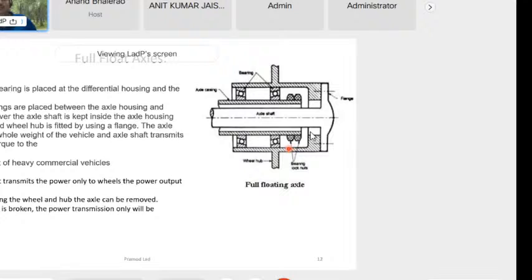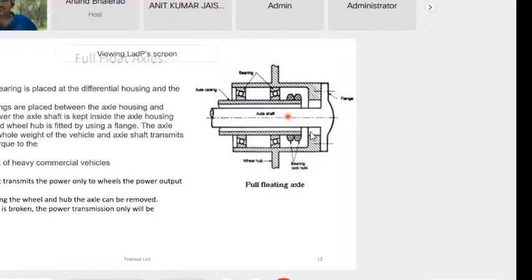Applications are mostly heavy commercial vehicles, like more than 2 ton capacity vehicles, and all heavy passenger vehicles. All those use this type of construction. To name some, I would say Tempo Traveler in the passenger category, or Tata 407 or Eicher, or Ashok Leyland or Tata Motors trucks, goods carrier trucks, and all the buses. All of those contain this type of construction.